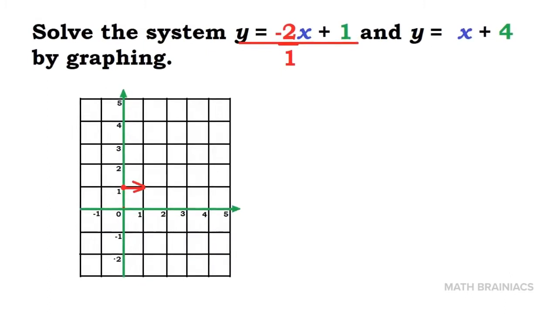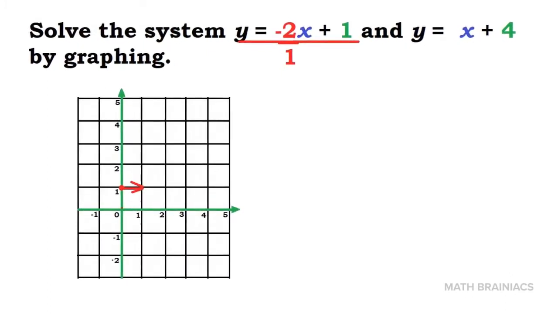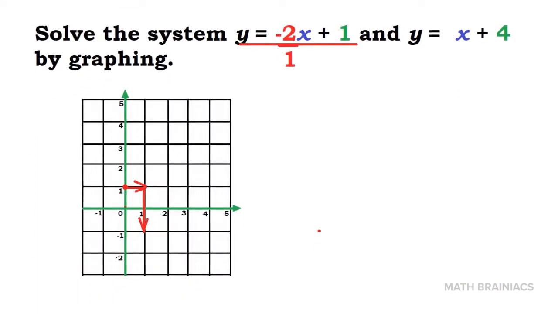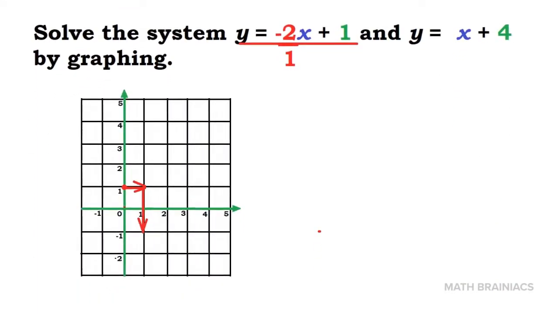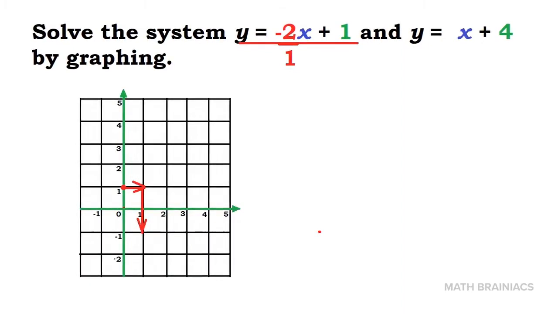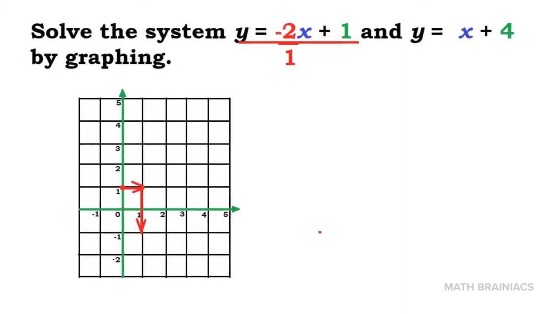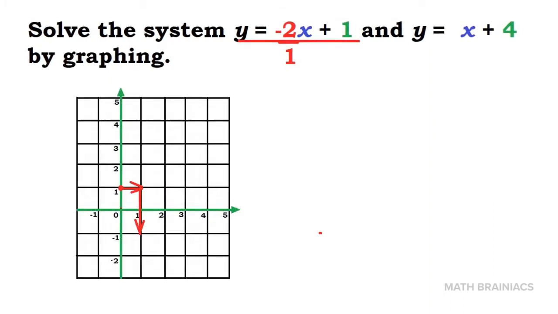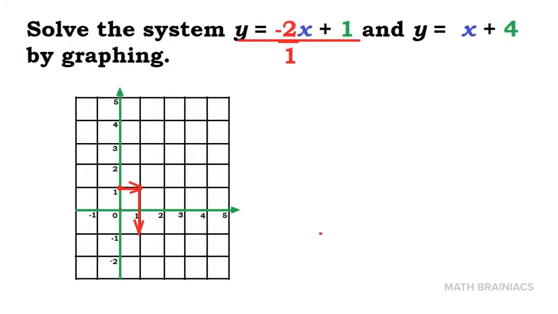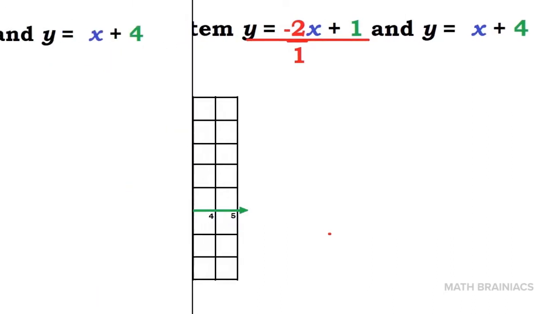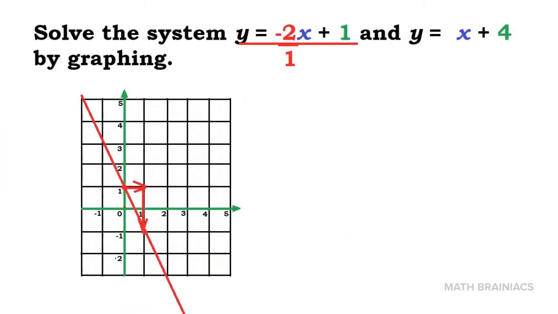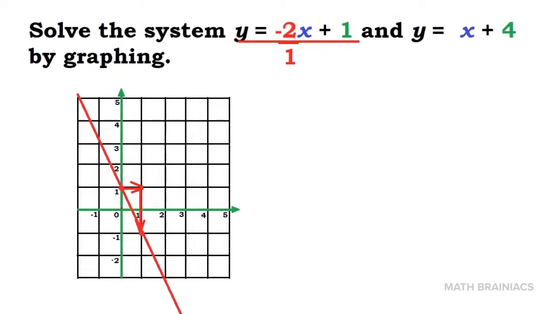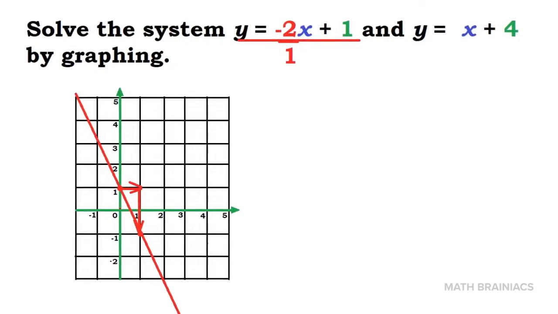The change in x is 1, so from the y-intercept, we're going to move 1 to the right. However, the change in y is negative 2. Accordingly, we're going to move 2 steps down. If the change in y is positive, we're going to move up. But in this case, it is negative, so we're going to move down. As a result, we're going to connect the 2 points with a line, and this is the line of the equation y is equal to minus 2x plus 1.